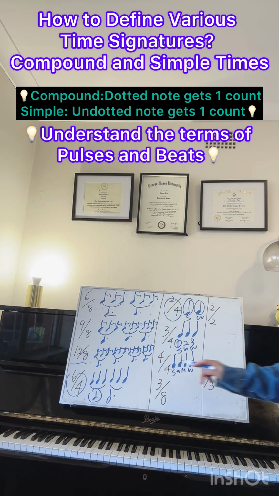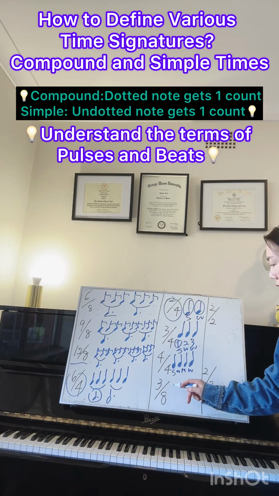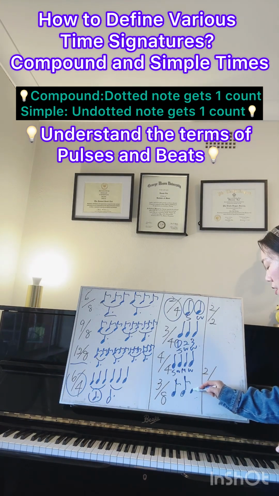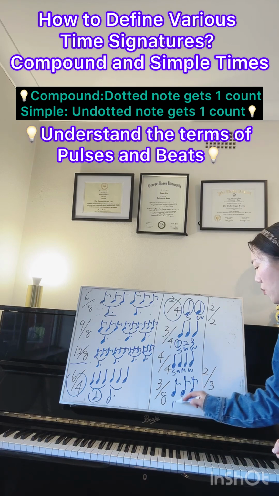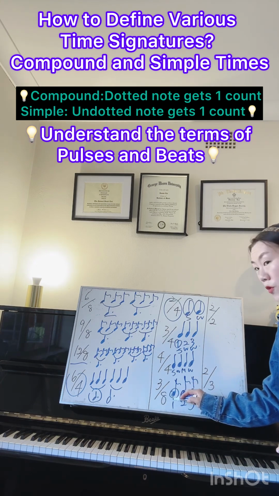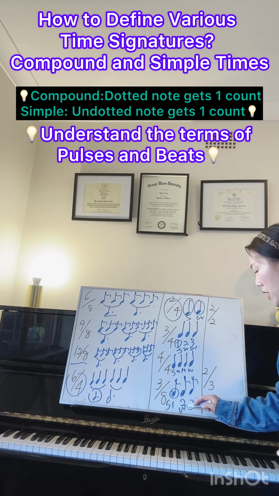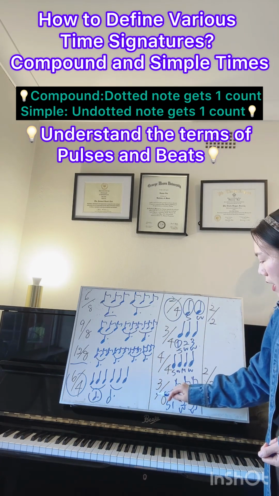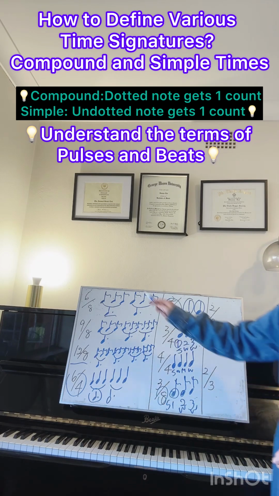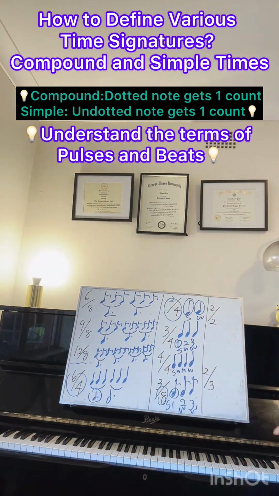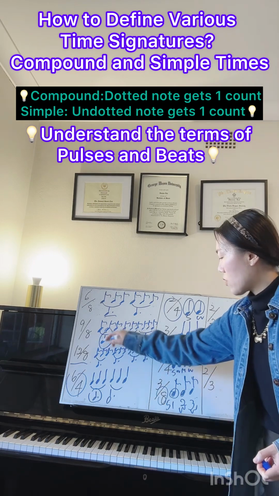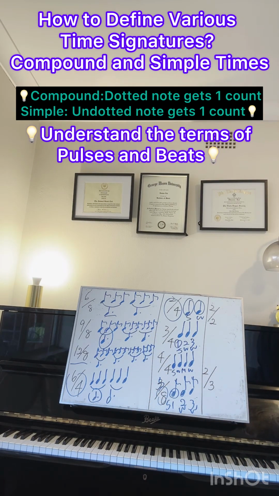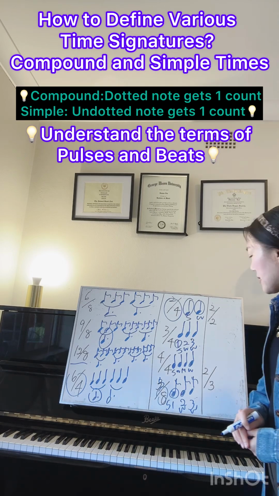How about 3/8? 3 quaver beats in each measure. How does the accent occur here? 1, 2, 3. The first one is always strong, the rest of them weak. Even though these all have the same bottom number 8, 6/8, 9/8 and 12/8 are considered compound time where the dotted crotchet gets one count, but 3/8 is the only time signature with 8 on the bottom that is considered simple time.